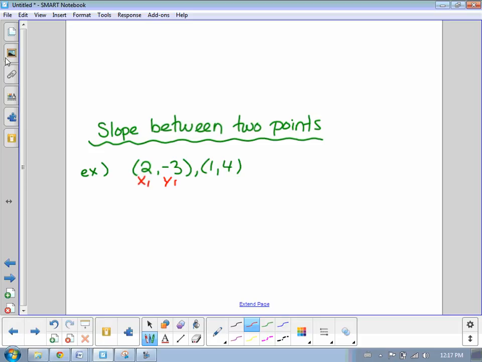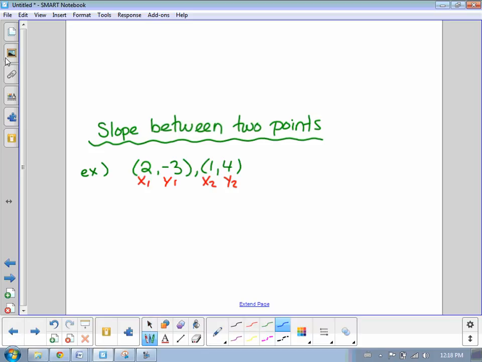So we always label them as x and y, but we don't want to just say x and y because that would be confusing. So we say x1, y1 to represent the first point, and then we say x2, y2 to represent the second point. The reason that we label it like this, you'll see in a second, we need those labels to use our formula.